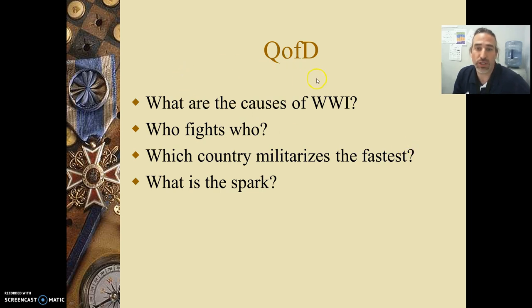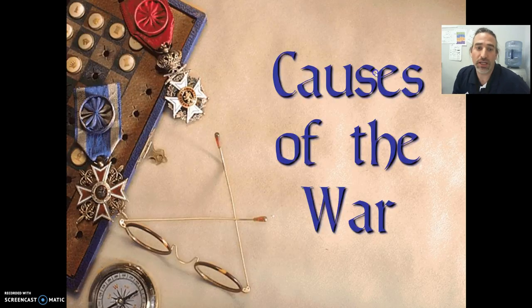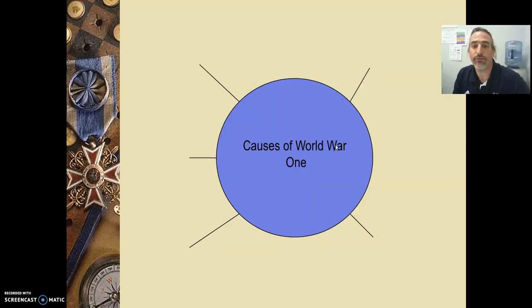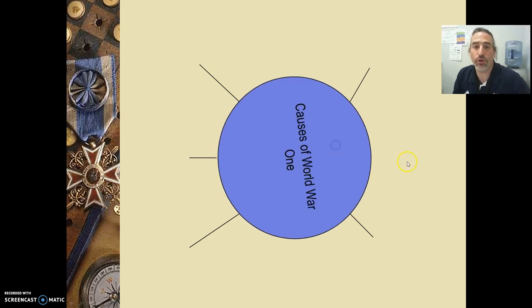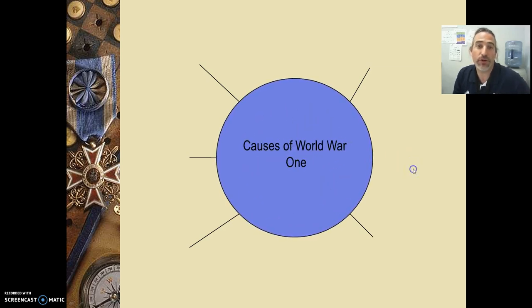A couple of questions of the day that you'll be able to find throughout the PowerPoint today for your guided notes. What were causes of World War One? There are five main causes of World War One. The first one being land control, or prestige. I think probably today we would call this swag.